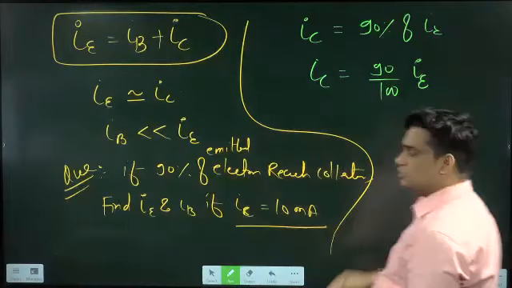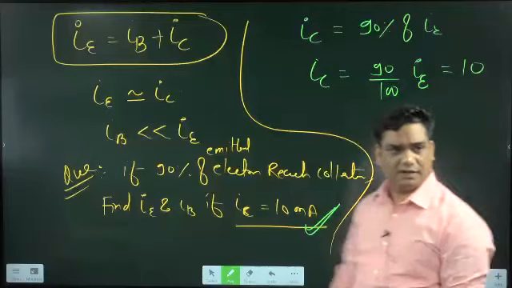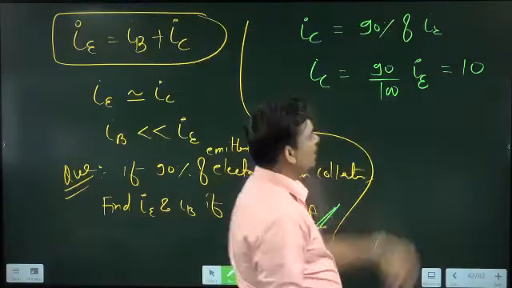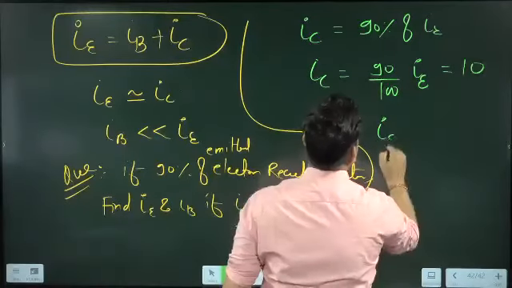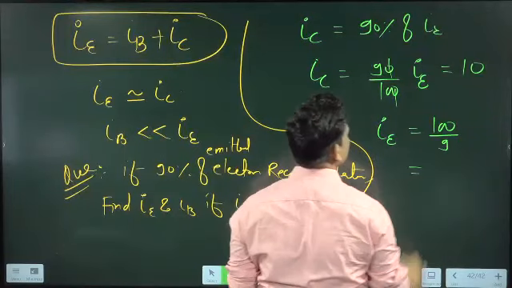Then we can write here, this current is given in the question as 10. So we can write equal to 10. IC is 90% of IE, so we can write 90 by 100 into IE. So what is IE? You can say the 10s cancel, giving 100 by 9, and 100 by 9, how much can we say it is around?